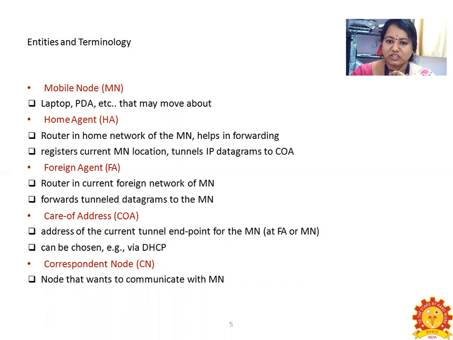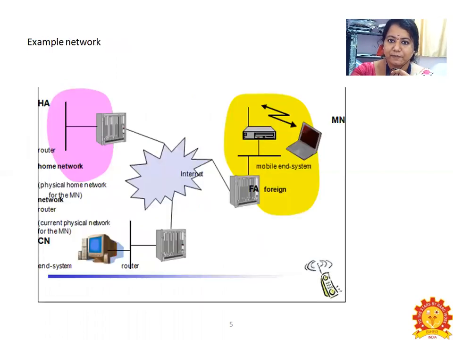Next is the foreign agent, FA, the router in the current foreign network of the MN. It forwards the tunneled datagrams to the MN. Next is the care-of address, COA, the address of the current tunnel endpoint for the mobile node, which is the FA or the MN. It can be chosen, for example, via DHCP. Next is the correspondent node, CN, the node that wants to communicate with the mobile node. So these are the entities and terminologies in mobile IP.